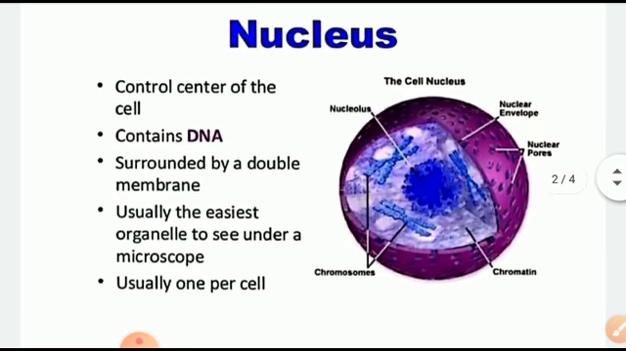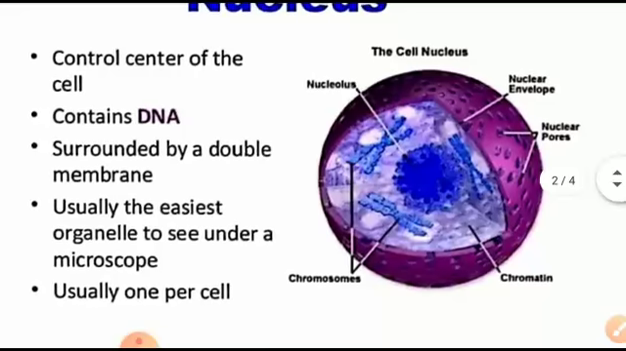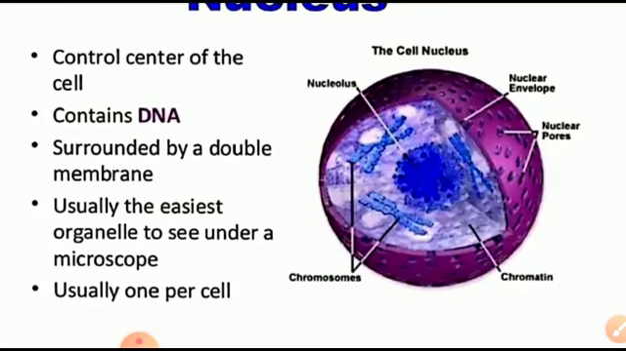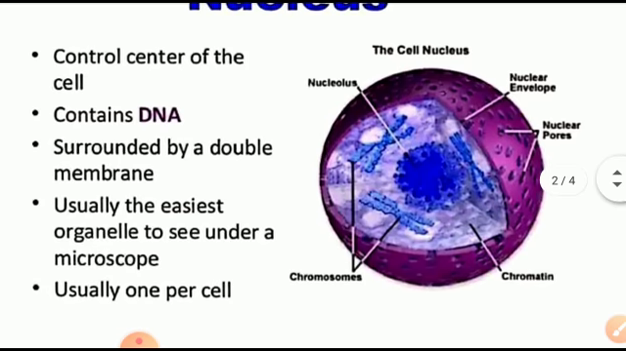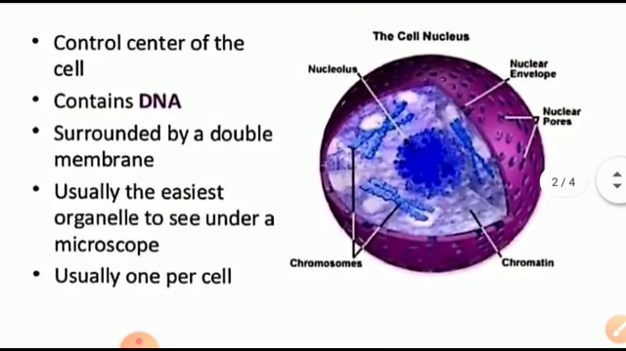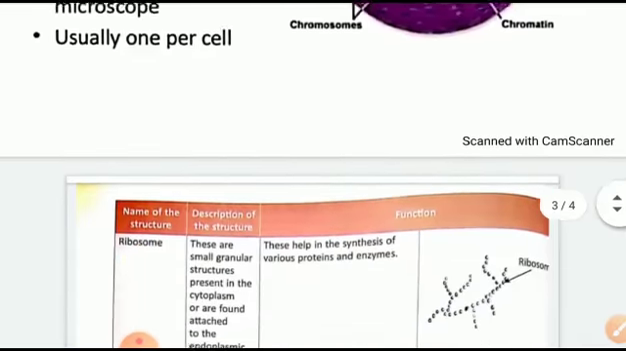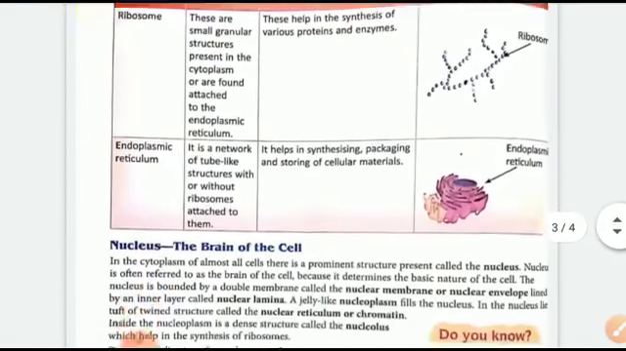So let us see the nucleus. See here the nucleus. The various structures are there: the nuclear envelope or nuclear membrane, and nuclear pores. Then we have the nucleolus in the center, chromosomes inside the nucleus, and chromatin, the reduced form of the chromosome. So let us proceed to the chapter given on page number 110.